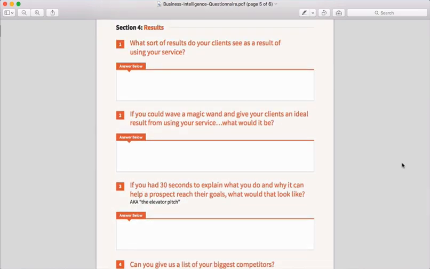Results. So what sort of results do your clients see after using your service? This could be something that is practical or it could be something that's emotional. Make sure you list both of them there.